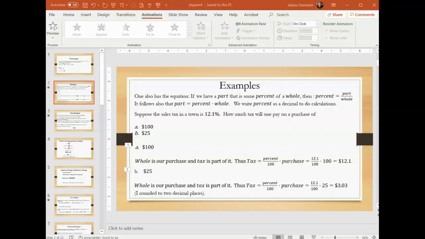I just have a question. Yeah. So where it says percent over 100, are you going to put 12.1 or are you moving the decimal? I put 12.1 over 100. When you move the decimal, you don't have to put it over 100. Oh, okay. I hope that helps.